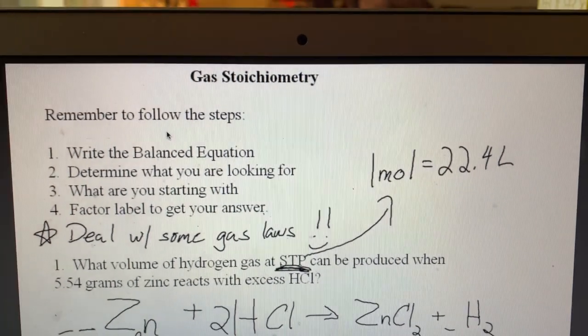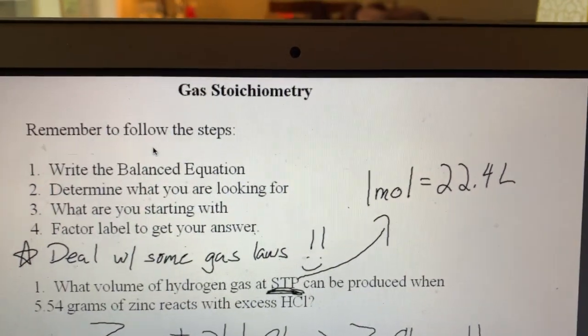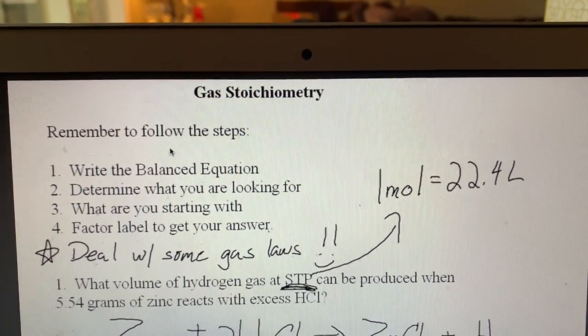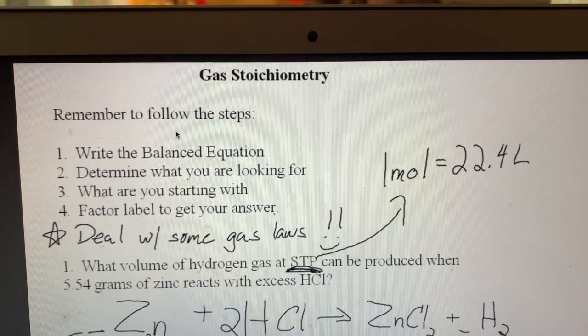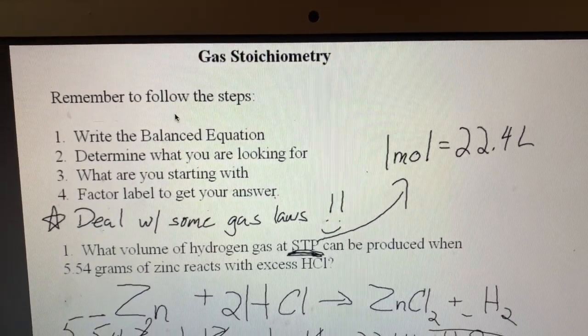All right, everybody, welcome back to part 2 of our notes for this unit. This part of our unit is going to focus on gas stoichiometry. And remember, stoichiometry is my favorite.